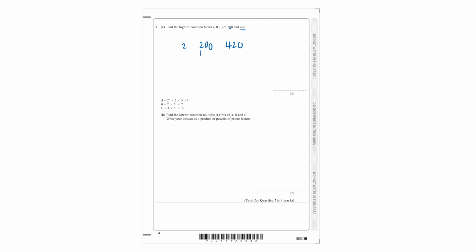200 divided by 2 is 100. 420 divided by 2 is 210. Now I can see that 100 and 210 are divisible by 10. So I divide here by 10. 100 divided by 10 is 10. 210 divided by 10 is 21. But they no longer share a factor here.